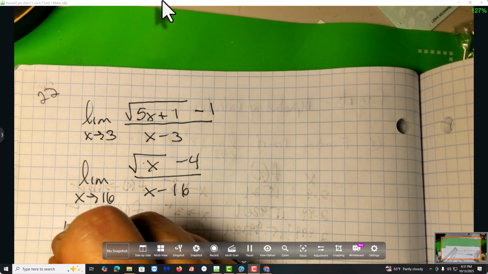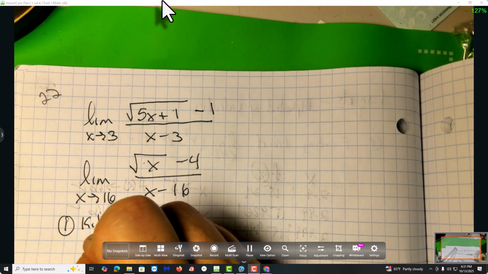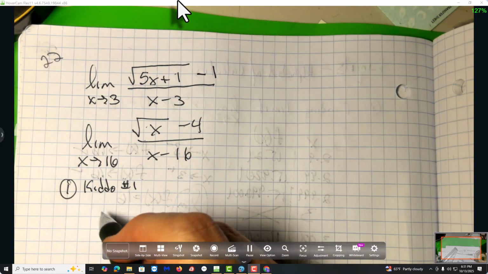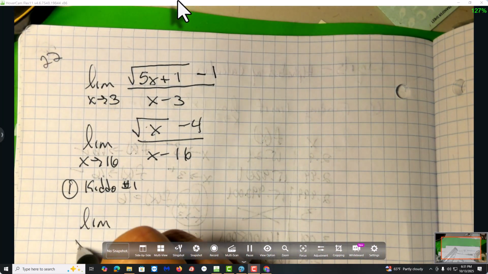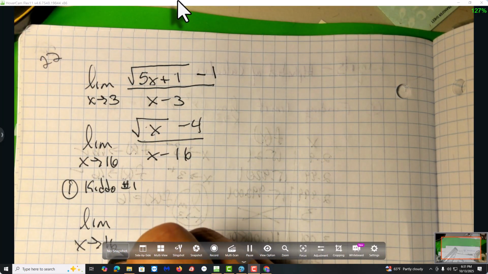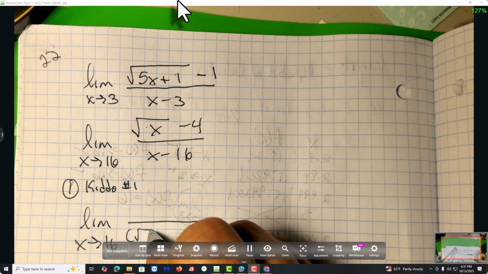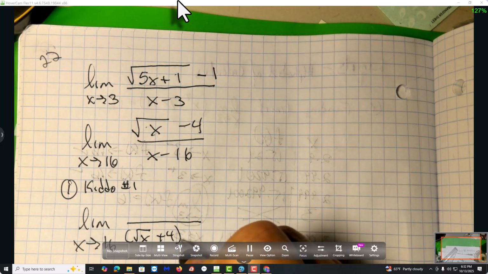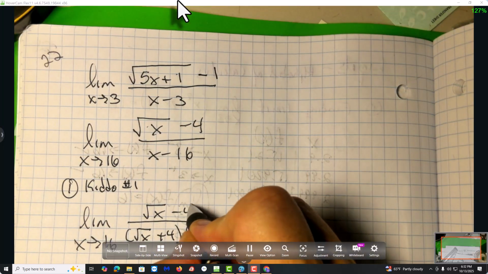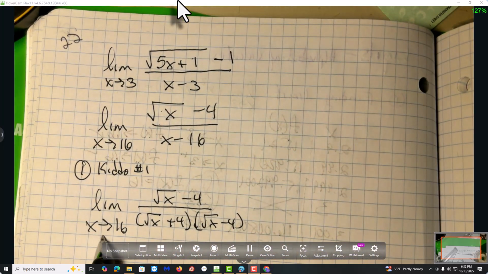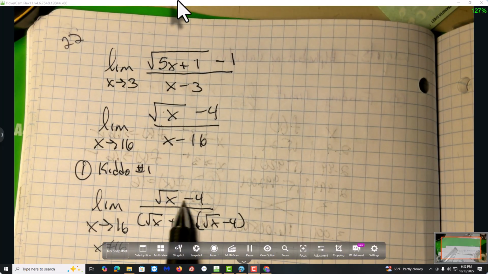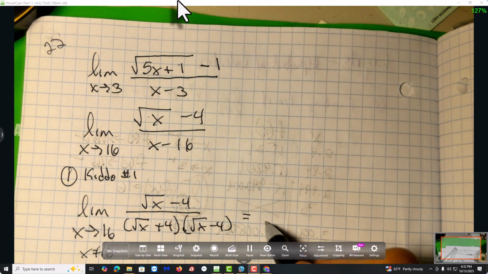So now we're going to look at kiddo number 1. Kiddo numero uno. Now that kid is going to say, hey, you know what? I'm going to look at this as a difference of squares. Because they say, you know, Mr. Isaac, 16 is 4 times 4. They're correct. So what they do is they say this is the square root of x plus 4 and this is the square root of x minus 4. And now, if you think about this, this says x is never 16. So this is never 0, and this is never 0. So we can simplify that out.